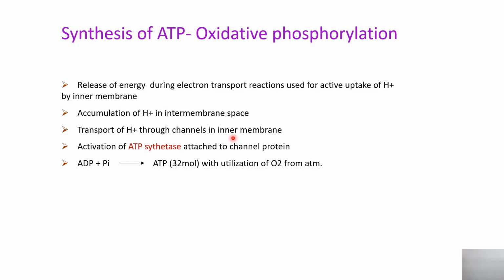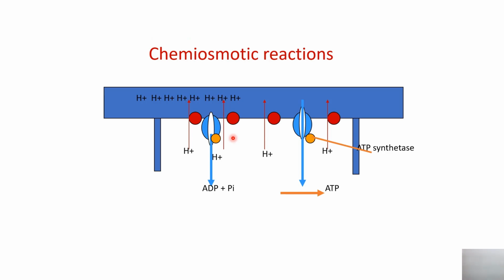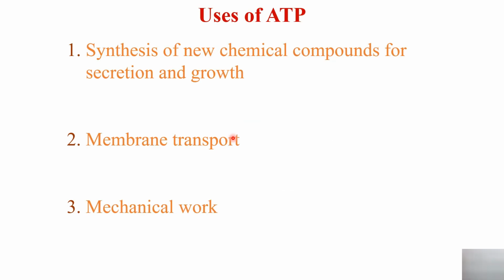Synthesis of ATP is oxidative phosphorylation: release of energy due to electron transport reactions used for active uptake of hydrogen by the inner membrane, the accumulation of these hydrogens in the intermembrane space, transport of these hydrogen ions through channels in the inner membrane, adaptation of ATP synthetase attached to the channel protein, etc. What are chemiosmotic reactions? We have already discussed all of this in the last class, so I will not be going into huge detail. Only the uses of ATP, basically synthesis of new chemical compounds for secretion and growth, membrane transport, mechanical work.